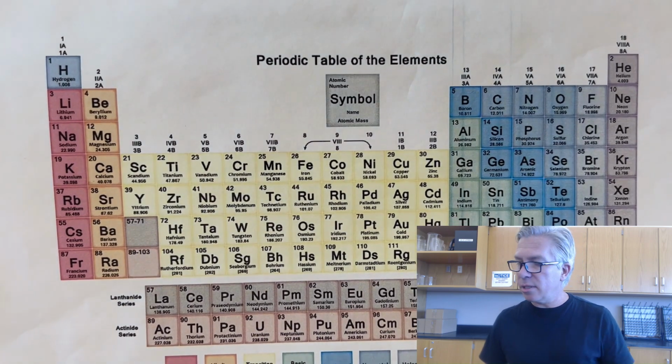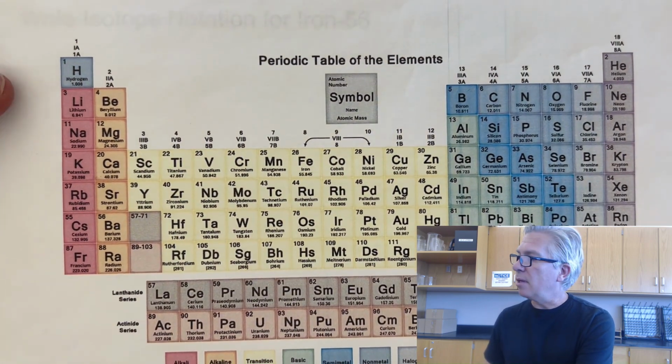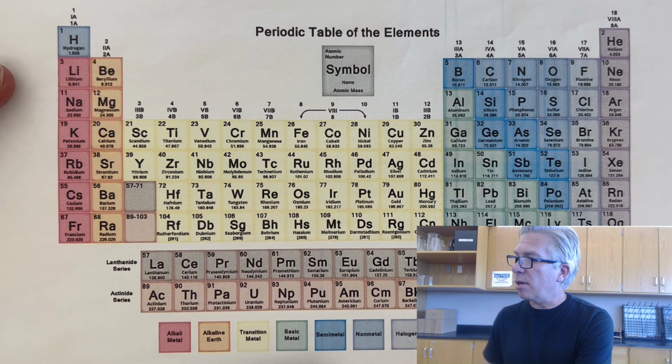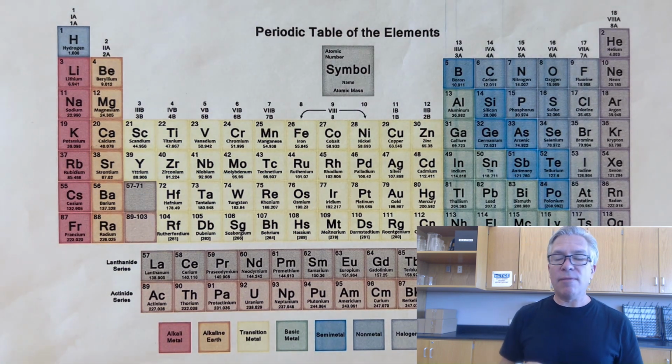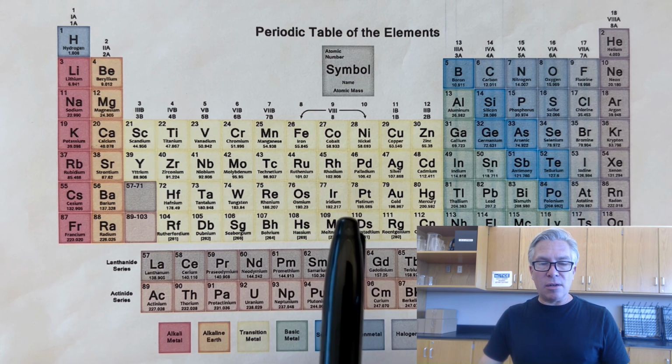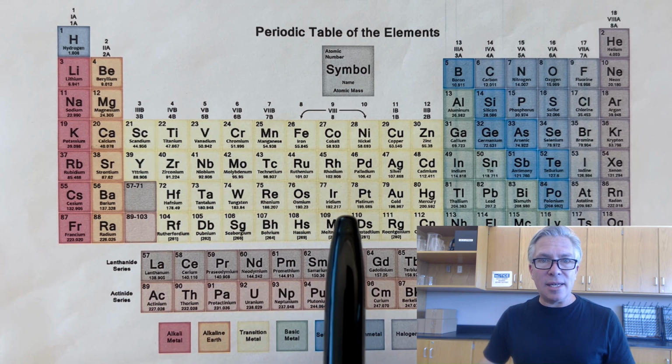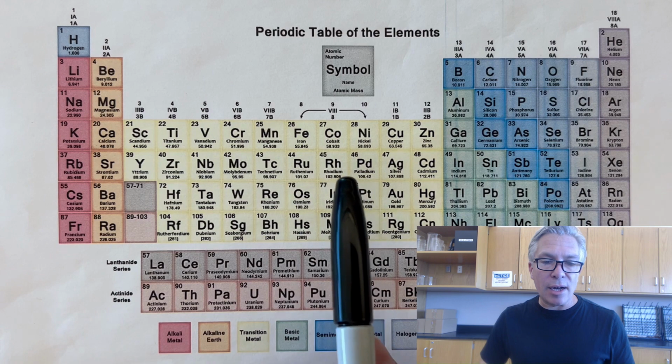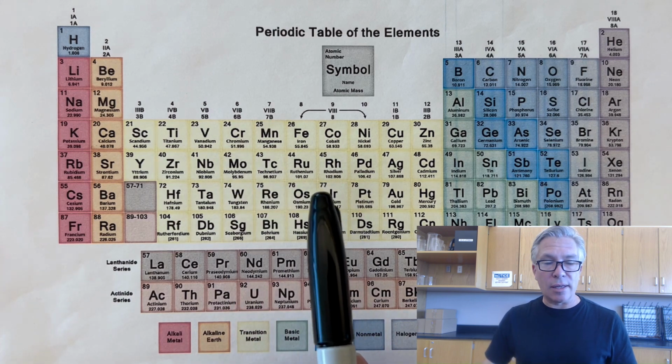Today, we're starting a new little series on isotopes. If you're watching this video, you are probably learning about isotopes and the fact that all the elements on the periodic table have different versions of themselves. They're not all the same. Like, for example, all atoms of iron are not the same, or all atoms of gold are not the same.